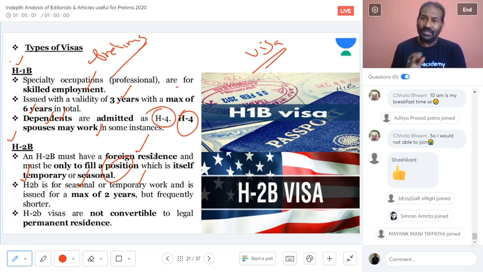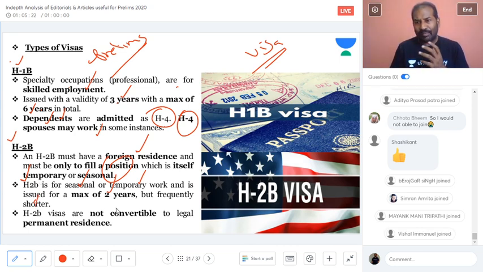Only then, in that case, he would be allowed to go to the US through the H2B visa, wherein they can go and work there, which would be seasonal and temporary work, and that could be a maximum of 2 years. But generally it is much shorter than that, because it is a seasonal and temporary one.